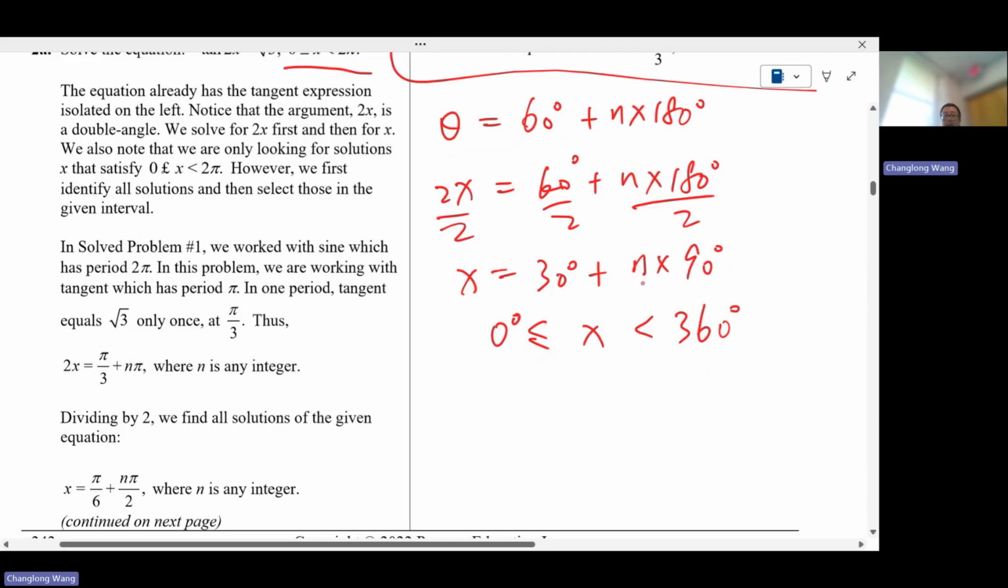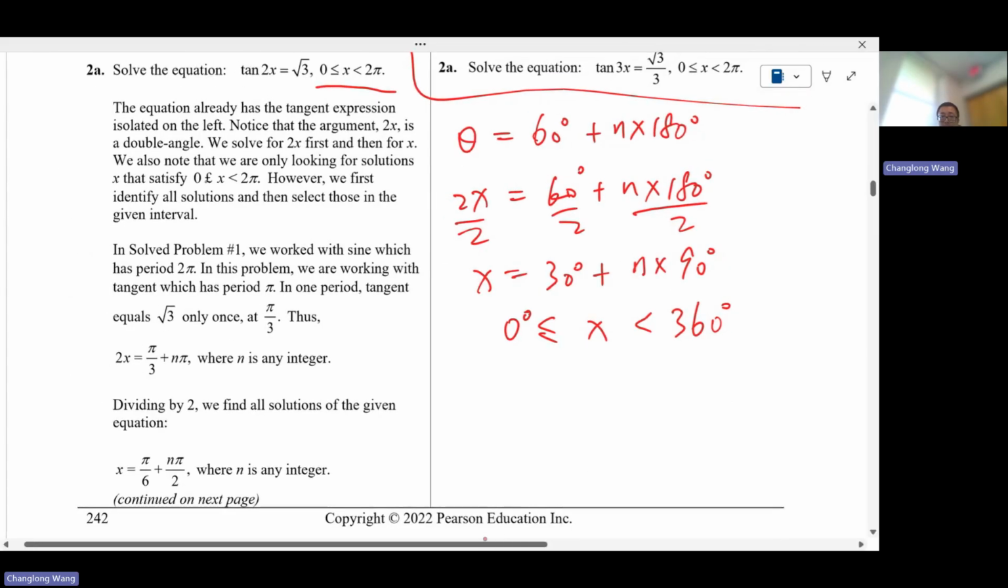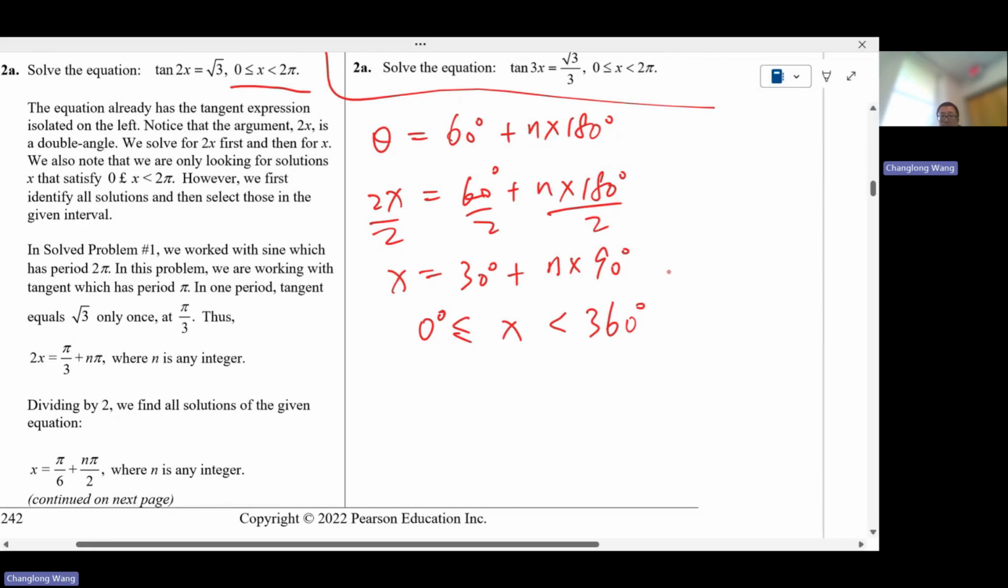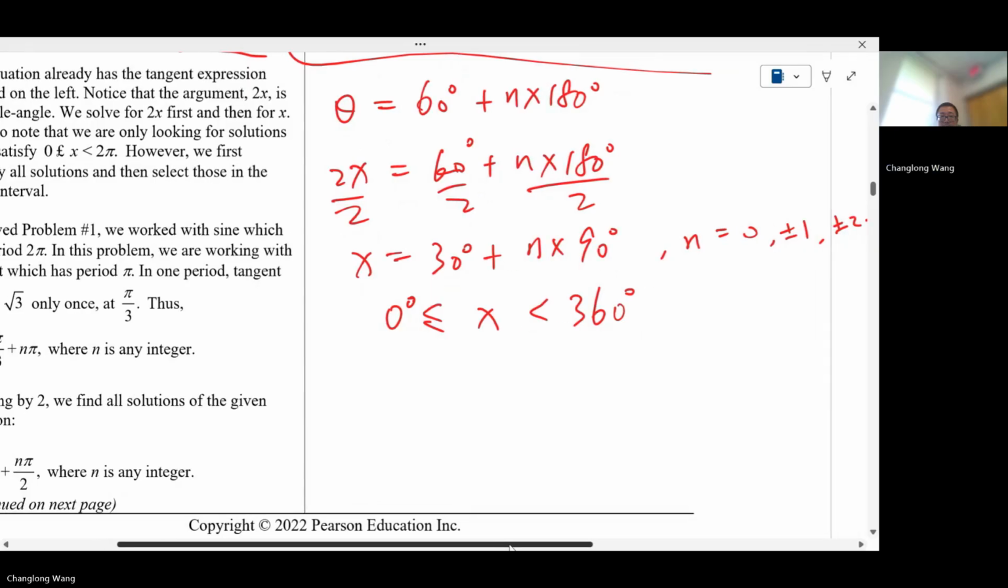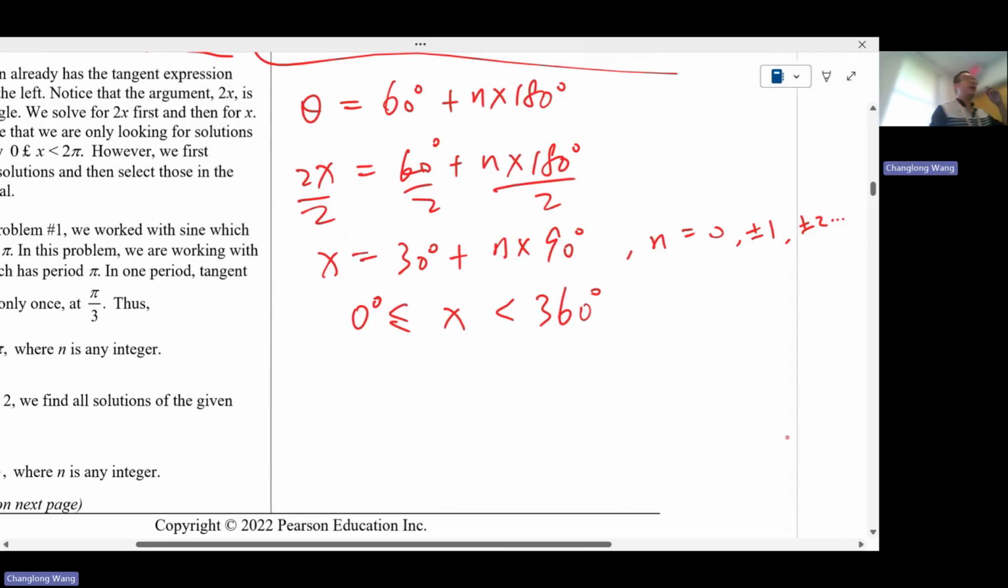Okay, so what is the n? N is an integer, right? You don't have to put down what n is. I know what it is, but you should remind me that n is nothing but 0, plus or minus 1, plus or minus 2, all the integers you can think of. So now let me play with the value of n to get as many solutions for x that fit into the restricted domain.